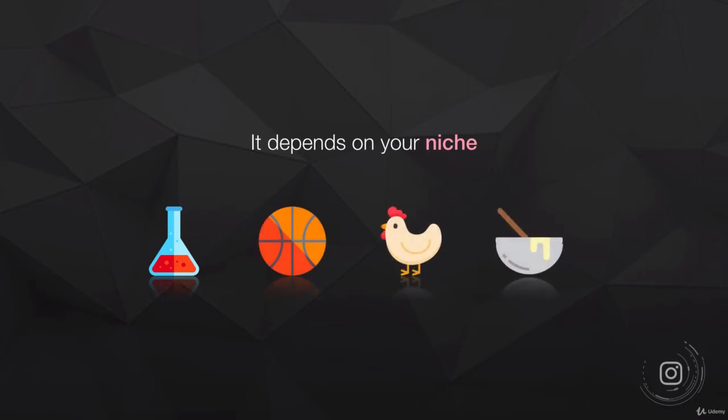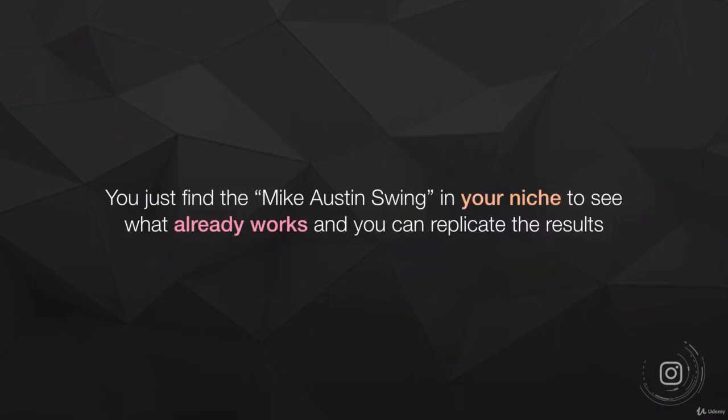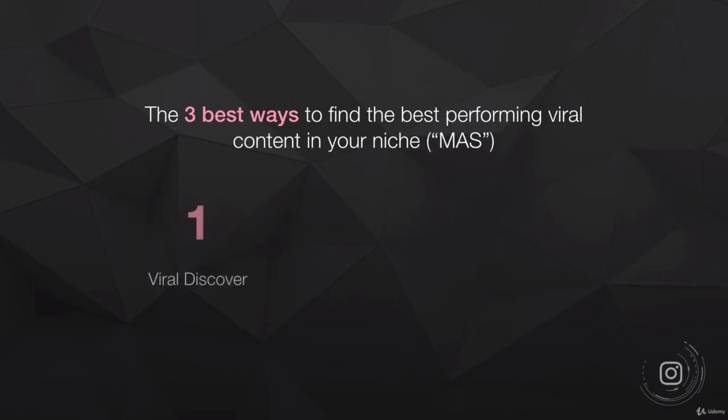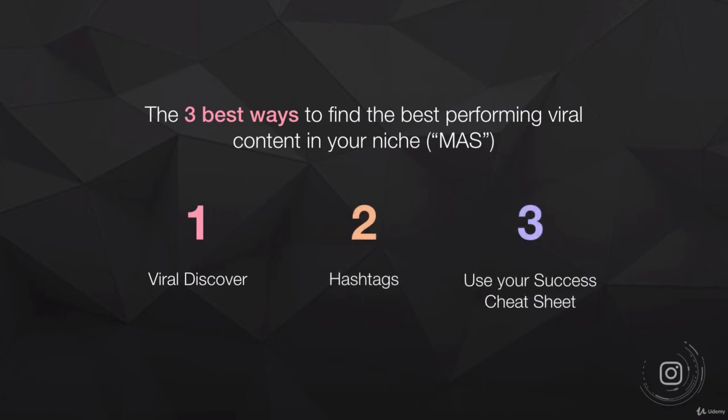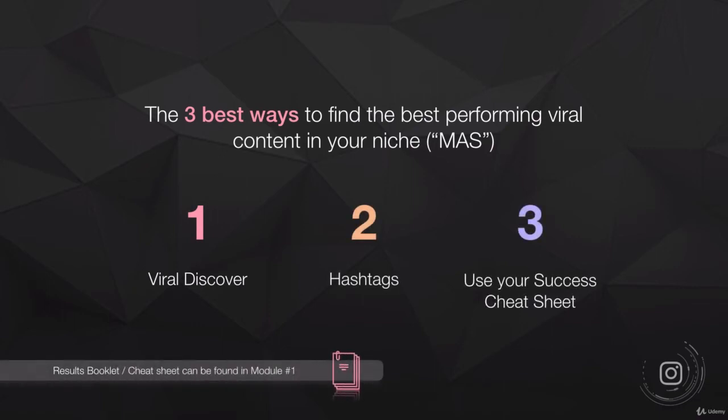I have to say, before we break this down further, that you have to remember it's going to depend on your niche. Whether you're in the chemistry, the basketball, the chicken, or the cooking niche, it's going to be very different, which is why you need the skill to find the Mike Austin swing, the longest drive in your niche, to see what's working and replicate those results, because every single niche is going to be different. So that leads us to the question: how do we actually find the best performing viral content, the Mike Austin swing of your niche?